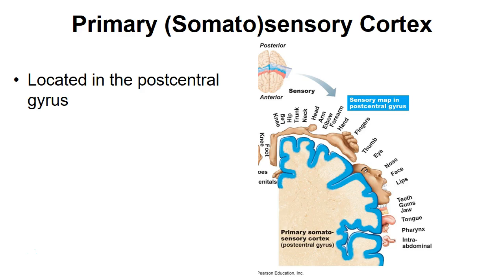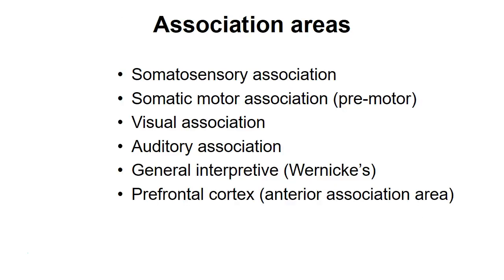Okay? And remember, this is where the sensory information comes in. The association area is where we're going to identify and interpret that sensory information. We have several types of association areas. Here we're going to talk about the somatosensory association area, but we also have the somatic motor association area, so that's the output, right? But we also have other association areas.